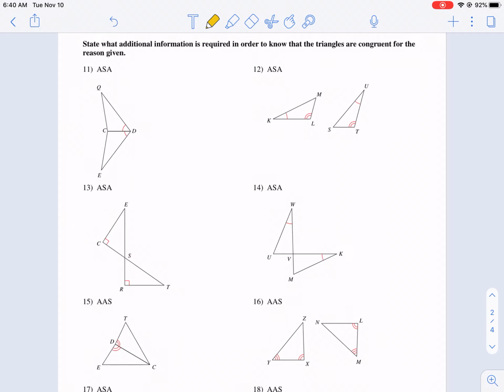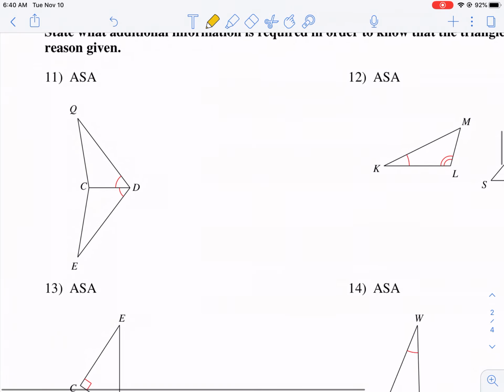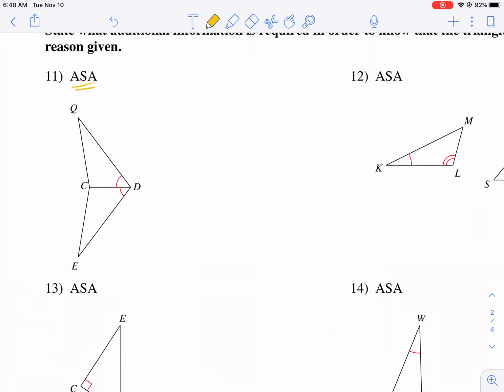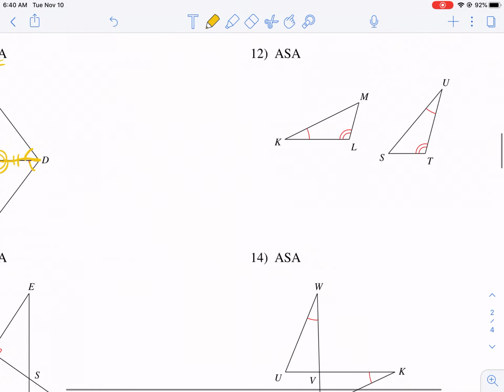All you need to do is add extra information to make sure we get the given thing. So this one, angle, side, angle. We already have an angle. We have a reflexive property going on here. So we just need to add another angle to sandwich it. So we're going to add two angles here to make it different. So we have angle, side, angle.